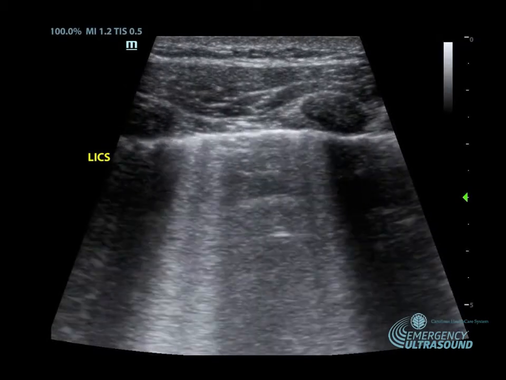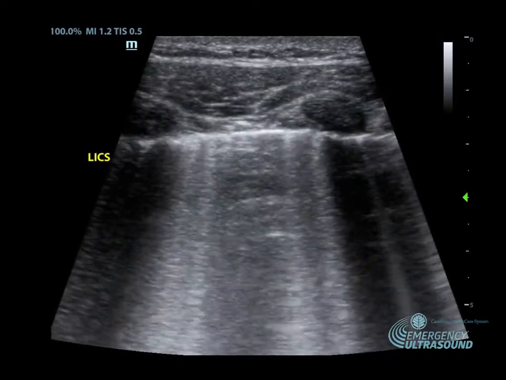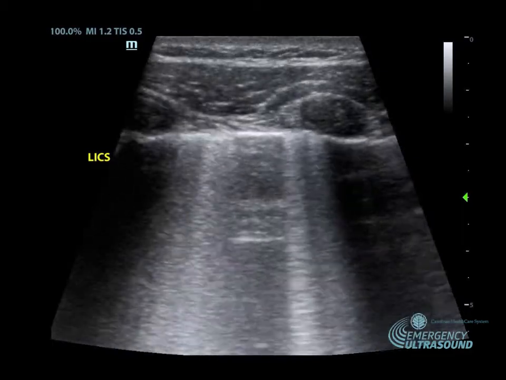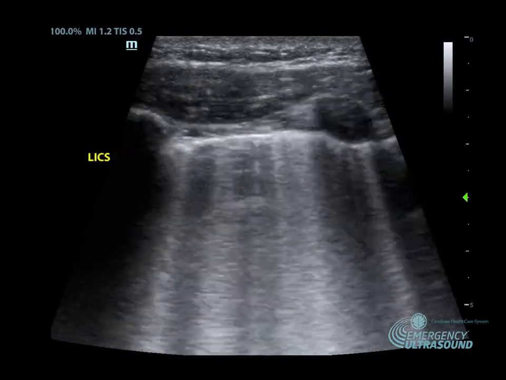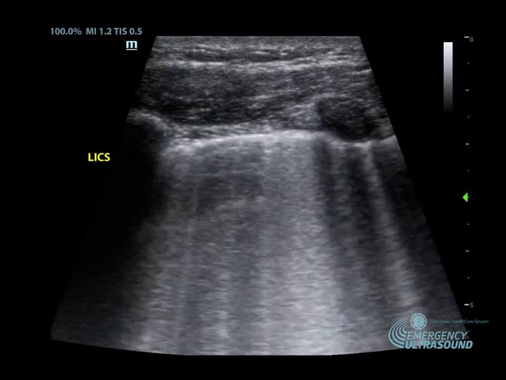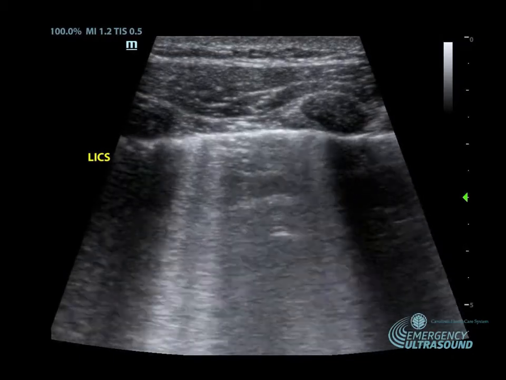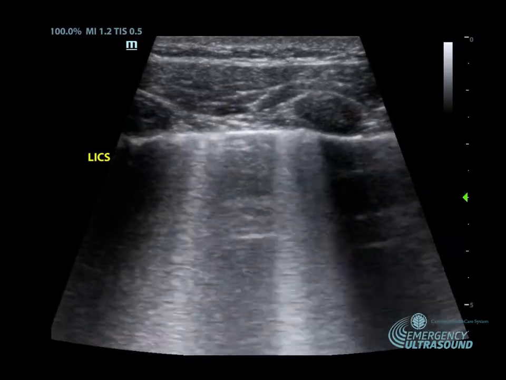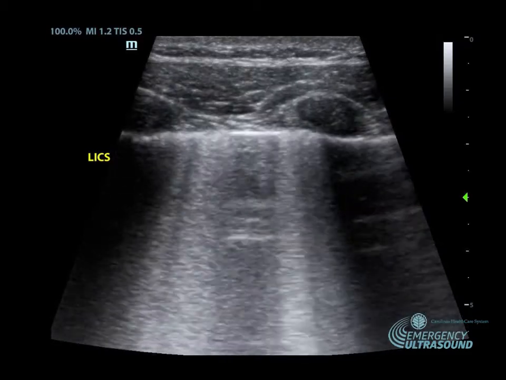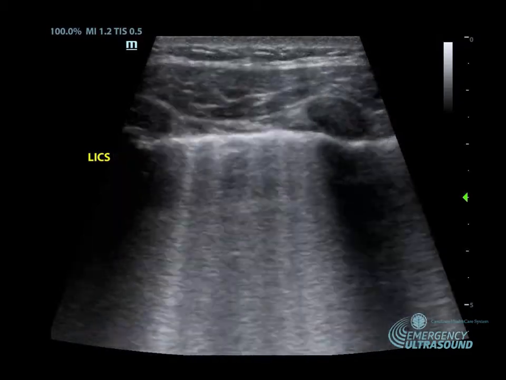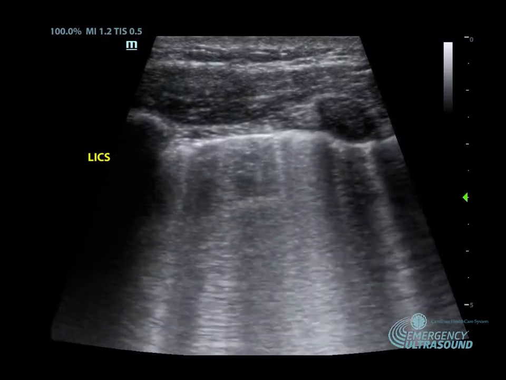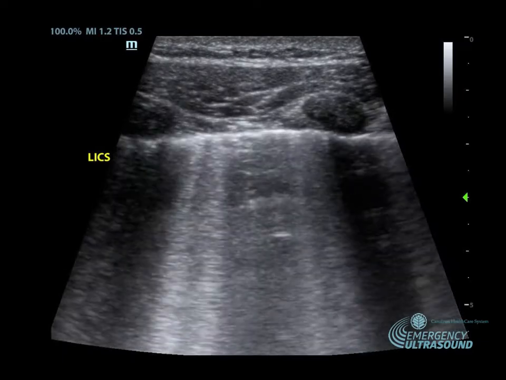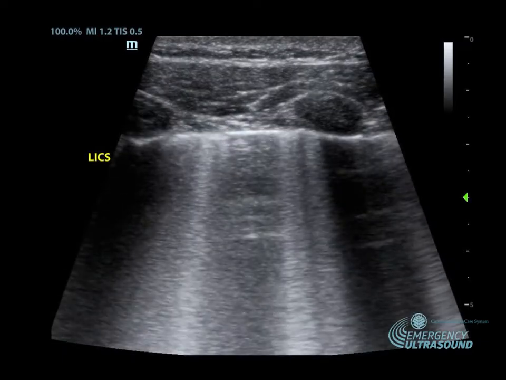And here's another example of B lines. Pay close attention to the number of B lines, the deep comet tails, and how they move. You can see the B lines are moving with inspiration, and we're seeing quite a few, definitely more than 3. They look like they're starting to coalesce, so I'm pretty worried that this patient has a moderate to severe amount of interstitial fluid in their lungs. Are you treating them for a CHF exacerbation? What can we do to help improve their breathing here?